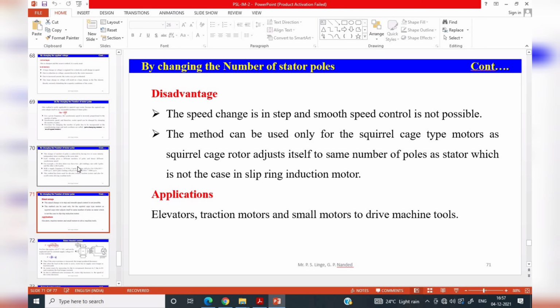So we can change the speed of a squirrel cage induction motor by changing the number of poles. The speed of induction motors is inversely proportional to the number of poles. As the number of poles increases, the speed of the induction motor decreases. Let's perform the actual speed change of an induction motor by pole change.